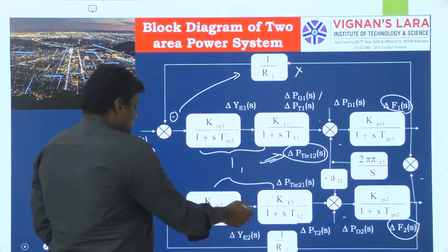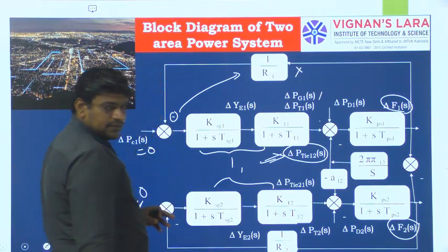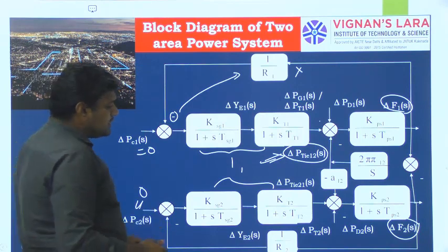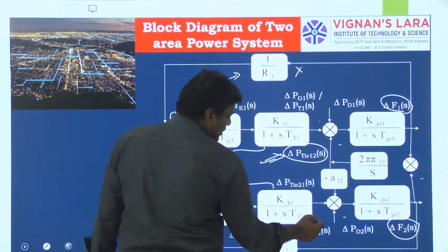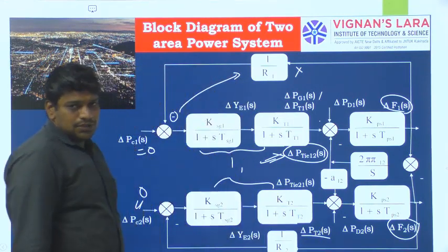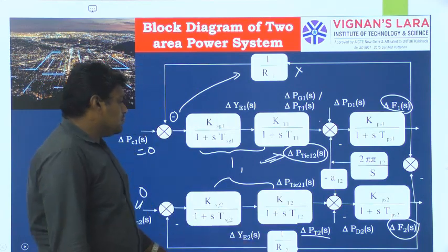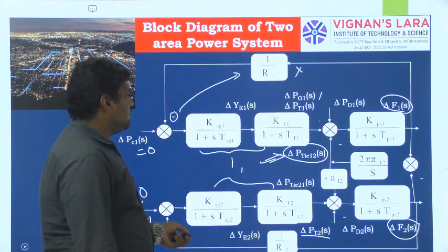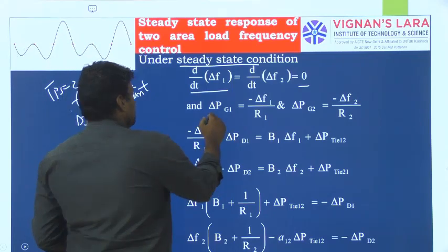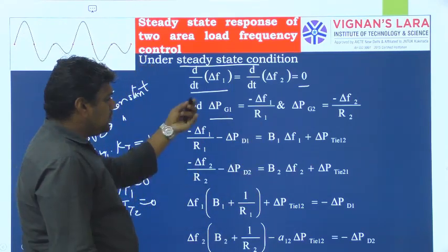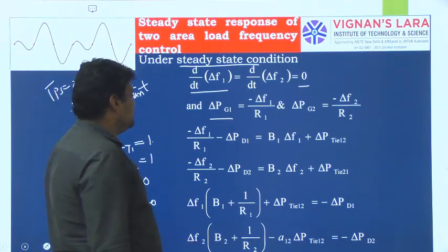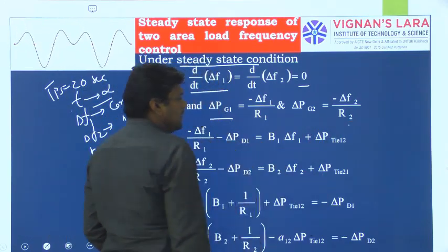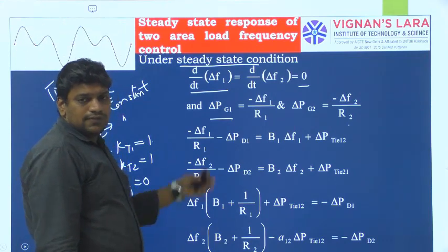Similarly for area 2, the speed governor and turbine blocks are reduced to 1. Delta Pc2 will be 0 for the uncontrolled case. Here you have delta Pt2 and delta Pg2, so delta Pg2 is equal to minus delta F2 into 1 by R2. That's what we have written here: delta Pg1 is equal to minus delta F1 by R1, and delta Pg2 is equal to minus delta F2 by R2. These are the expressions before applying the Laplace transform, obtained by reducing the blocks of the block diagram.